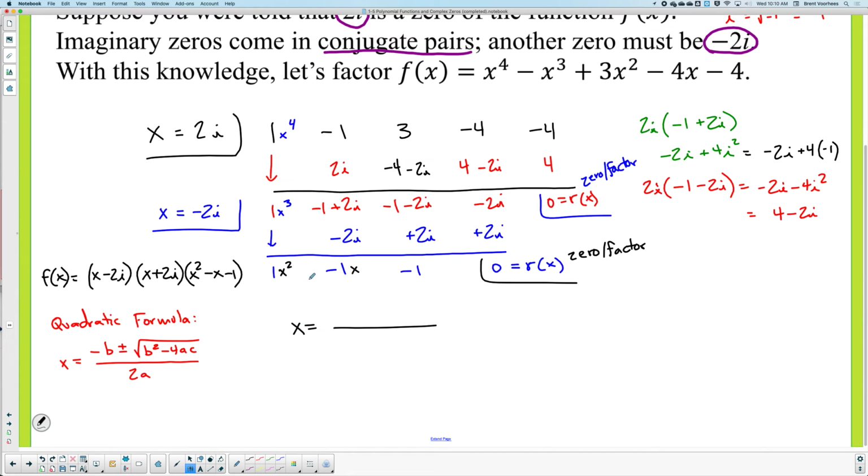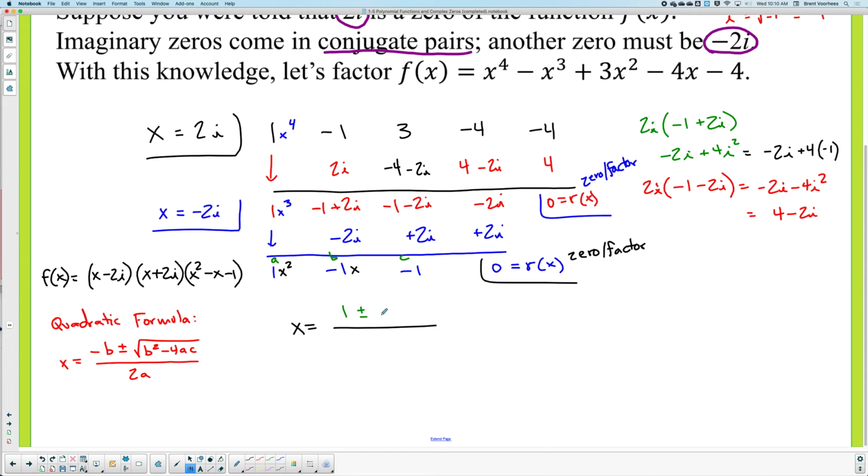What's my b? Let me go ahead and put this in here in case you forgot. A, B, C. So it would be positive 1. It would be a negative of a negative 1. What's the negative of a negative 1? Positive 1. A negative of a negative 1 becomes positive 1. I'm just going to erase that and put positive 1 plus or minus.